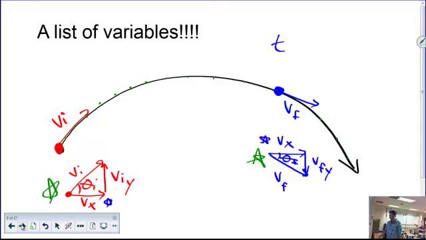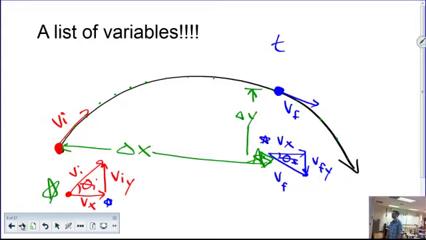Now, the other thing we need to be aware of is displacement, and we're now going to use two different types of displacement. There's horizontal displacement, which measures how far the projectile has gone horizontally, and there's vertical displacement, which measures how far the projectile has gone vertically. Your vertical displacement just amounts to the height of the projectile, and your delta x, your horizontal displacement, is how far it's gone.